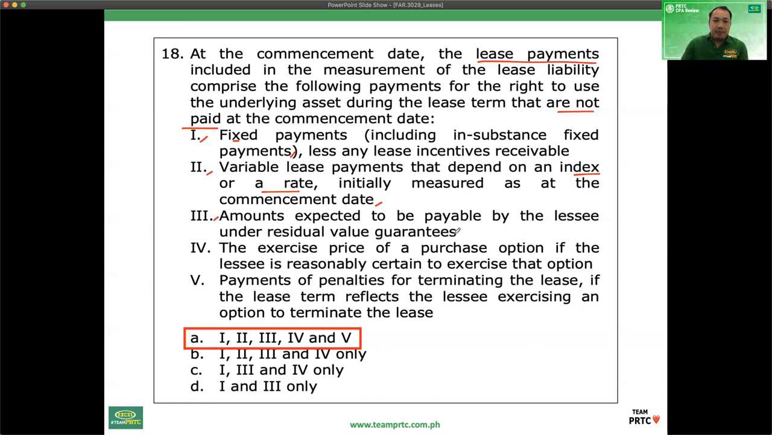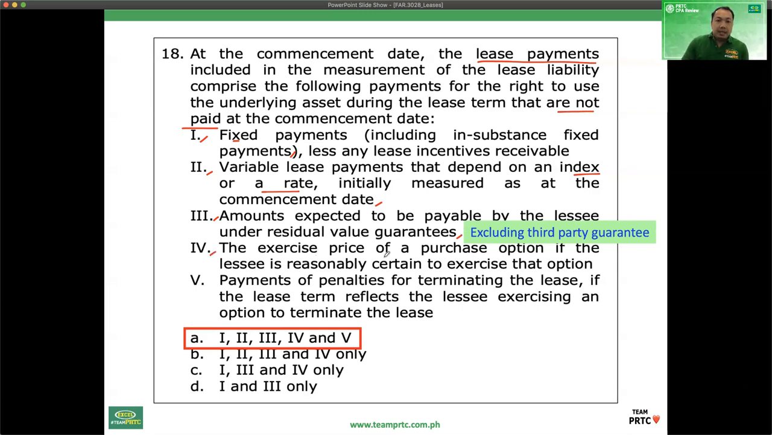Number three, amounts expected to be payable by the lessee under the residual value guarantees. Okay? So, pwedeng i-require ng lessor kasi itong si lessee na i-guarantee yung residual value para pag-ingatan. Okay? So, kapag yung residual value lower, okay, than the guaranteed amount, then magbabayad ang lessee. Kaya lang take note, para magbayad si lessee, dapat ang mag-guarantee si lessee mismo or a party related to lessee. So minsan kasi merong third party guarantee. So anong gagawin doon? Ignore. So exclude third party guarantee. So yun lang guaranteed by lessee or a party related to the lessee. So kung guaranteed by third party, hindi yan babayaran ng lessee.